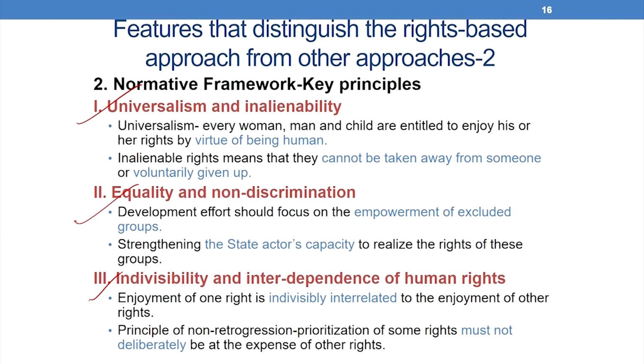Thirdly, indivisibility and interdependence of human rights. So, it basically means that enjoyment of one right is indivisibly interrelated to the enjoyment of other rights. Now, enjoying one right does not mean that we give up the enjoyment of other rights. There is an interdependence of human rights. And the principle of non-retrogression: prioritization of some rights must not deliberately be at the expense of other rights.